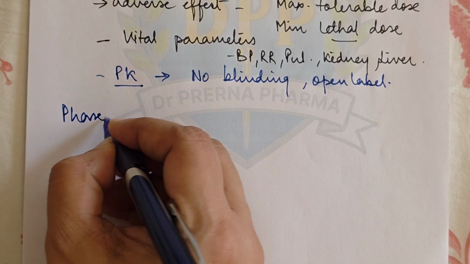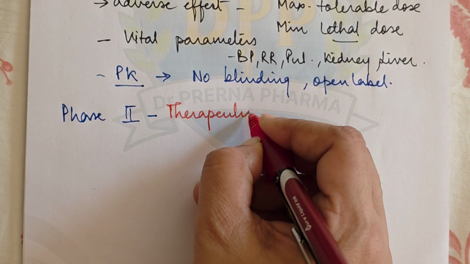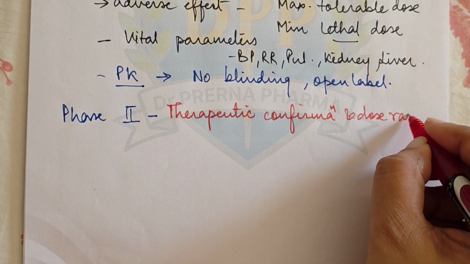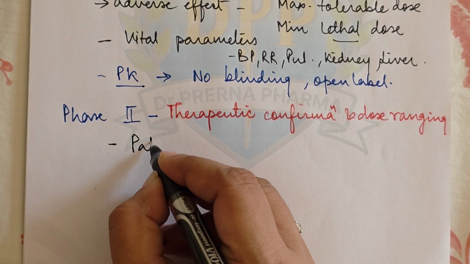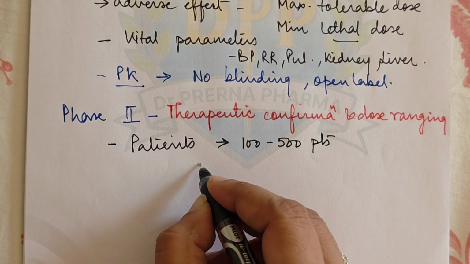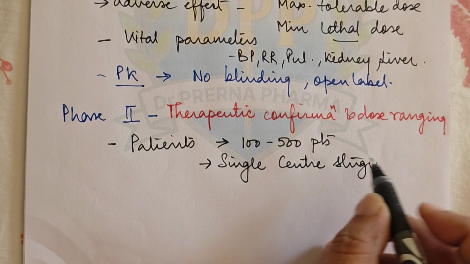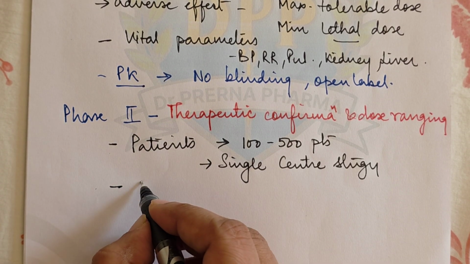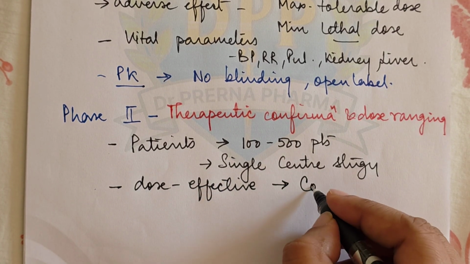So phase 2 studies are basically called therapeutic confirmation and dose ranging. So phase 2 studies are dose ranging and therapeutic exploration. Now in this study we take patients, but not many. There are only 100 to 500 patients, and it is usually a single center study, a small level study. In this, patients suffering from the target disease are selected, and then they are given the drug at a particular dose, which is considered to be the effective dose, in a very controlled setting.